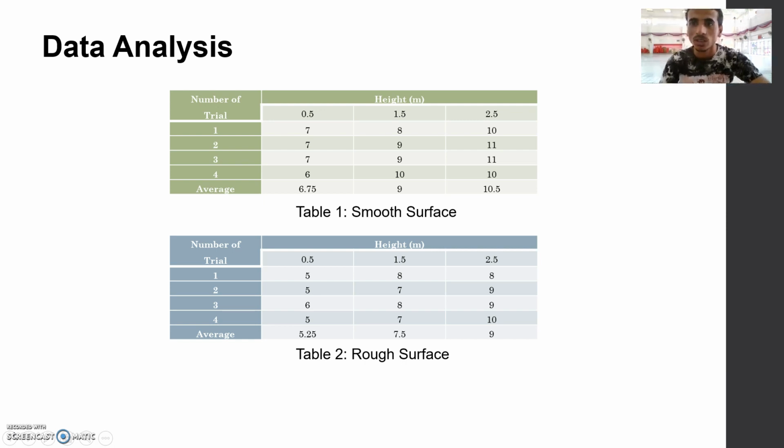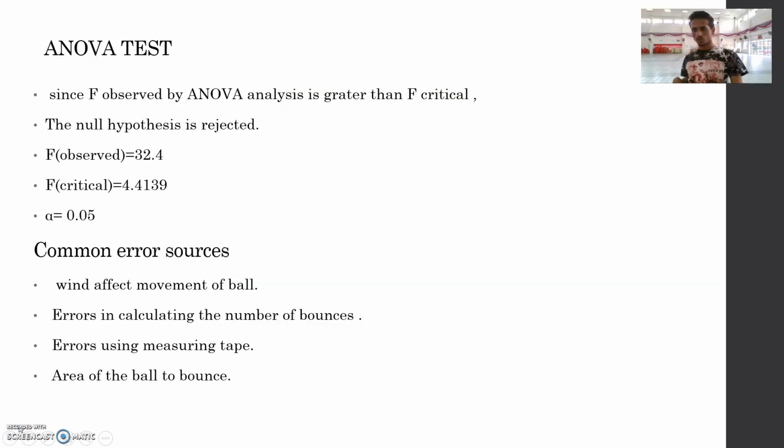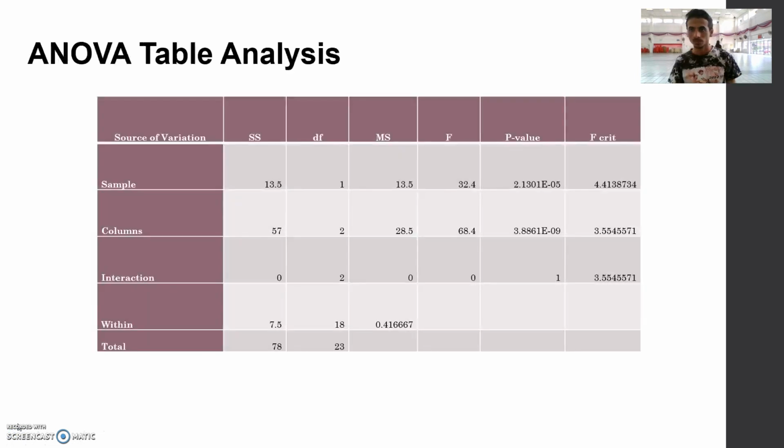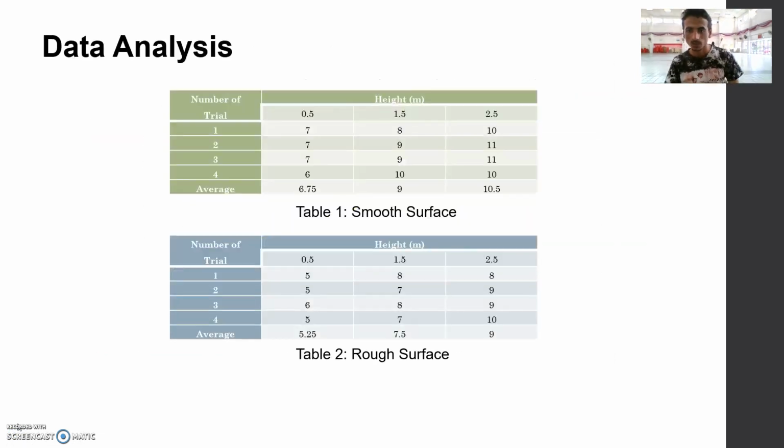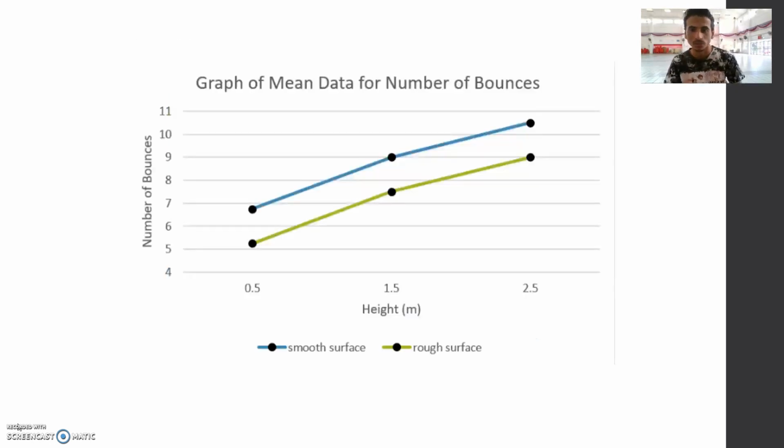Now moving to the data analysis with two parts of the experiment. The first part with the smooth surface. As we can see from the data analysis, with the smooth surface we have more number of bounces of the ball than the rough surface. And also for the height, with the higher ball, we have more number of bounces of the ball. And this is because of the potential energy.